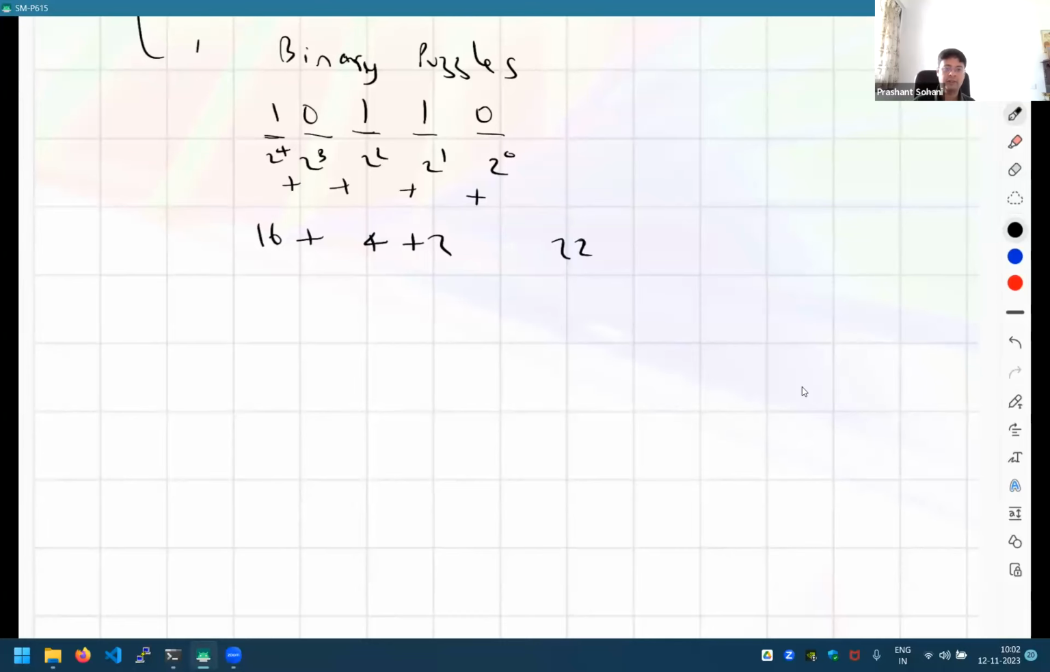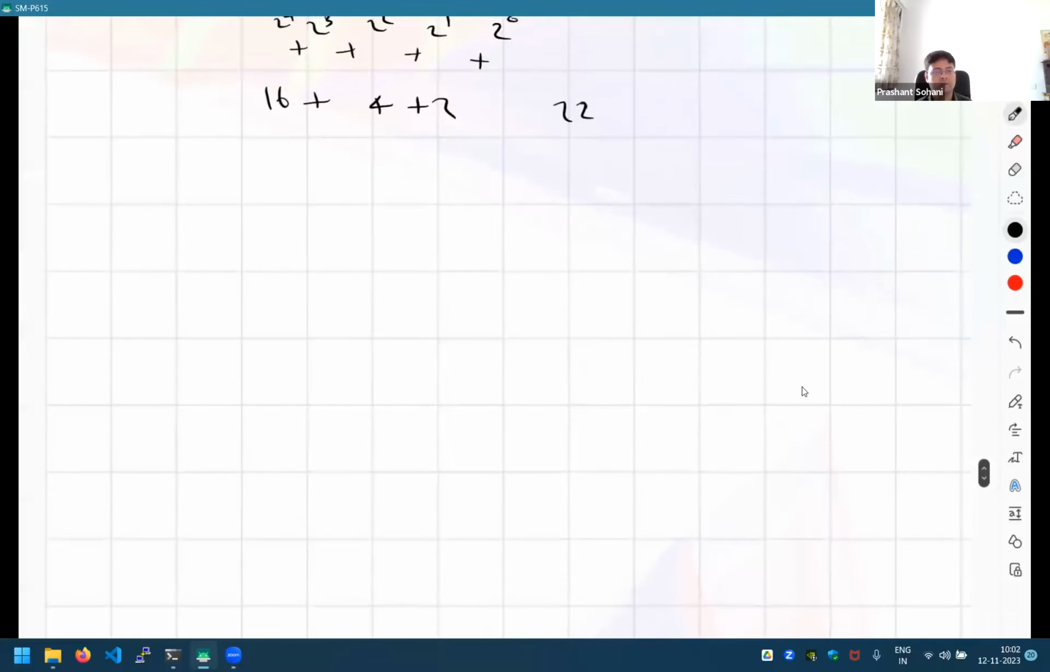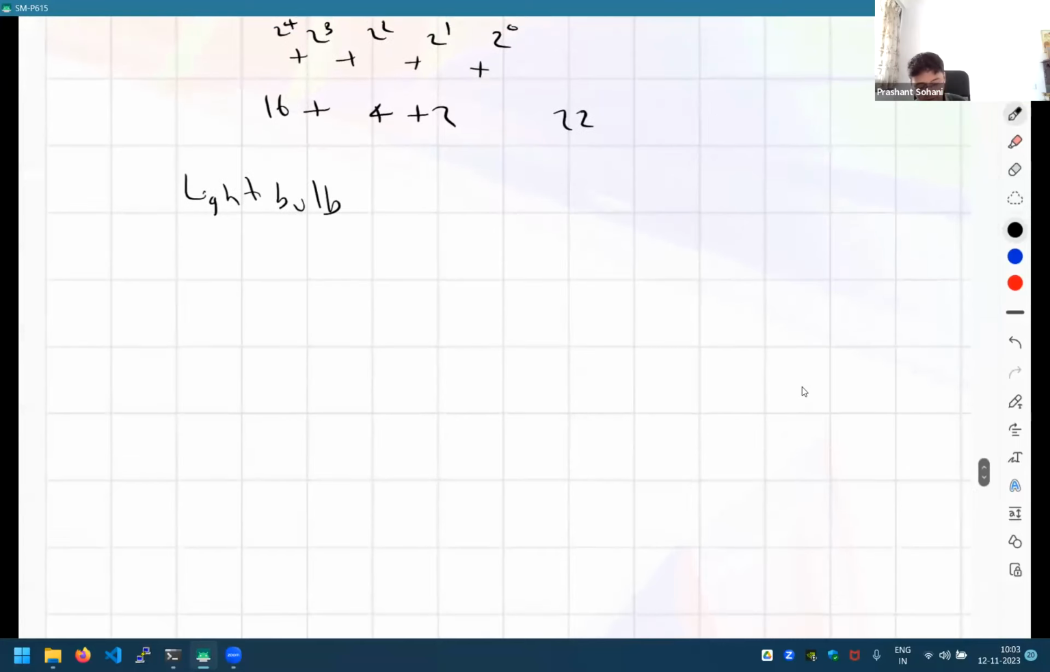One interesting thing that we can do is with binary puzzles. So let me pose this as a puzzle. There is a room in which there is a light bulb. Instead of that, let me say it is a safe. So there is a combination lock.